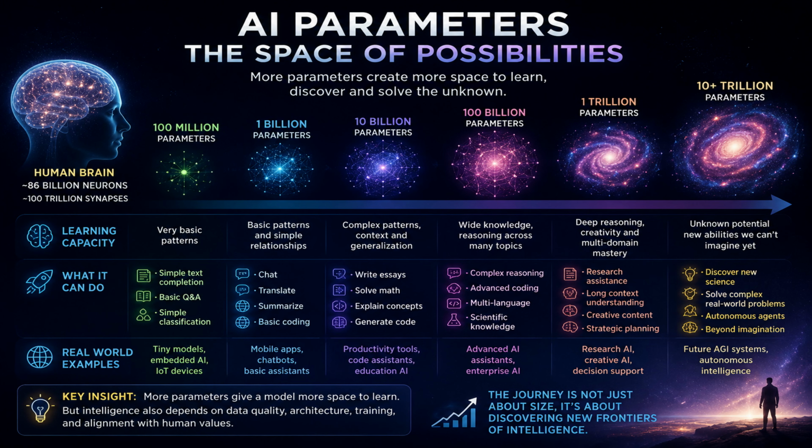In this section, we are going to talk about one of the most confusing terms in artificial intelligence, which is AI parameters. You have probably heard people say things like this model has 7 billion parameters or that model has 600 billion parameters. But what does that actually mean? Does having more parameters automatically make an AI smarter? Why are AI companies racing to build models with billions of parameters? And as a user, why should you even care?